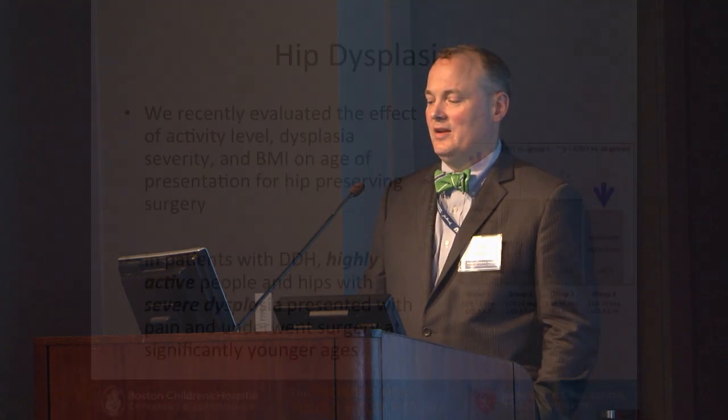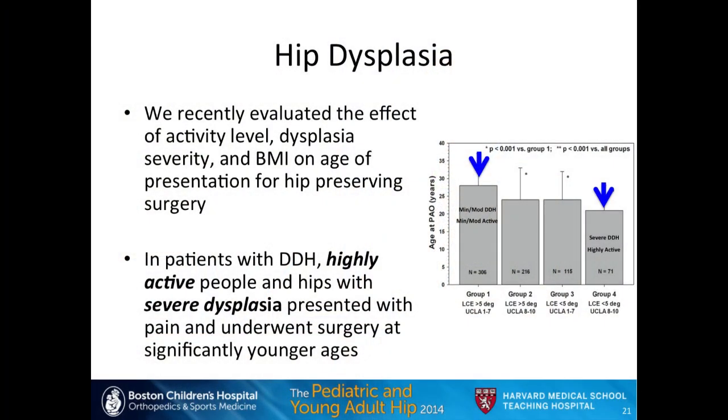And what we found was that, in fact, the patients that had really high activity levels, we used the UCLA activity score, where 8 to 10 was a highly active person exercising several times a week, long distance running, etc., and those with severe dysplasia, meaning the center edge angles that Dr. Bixby was talking about, less than 5 degrees, they had a significant change. They came in a lot earlier, on average about 6 years earlier.